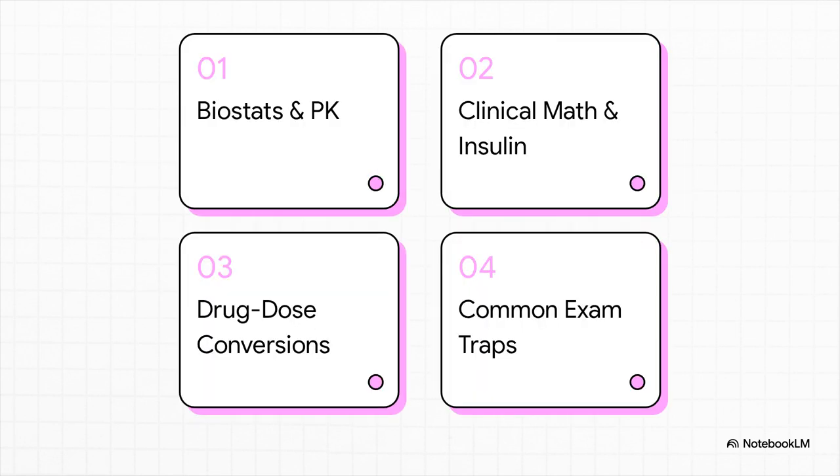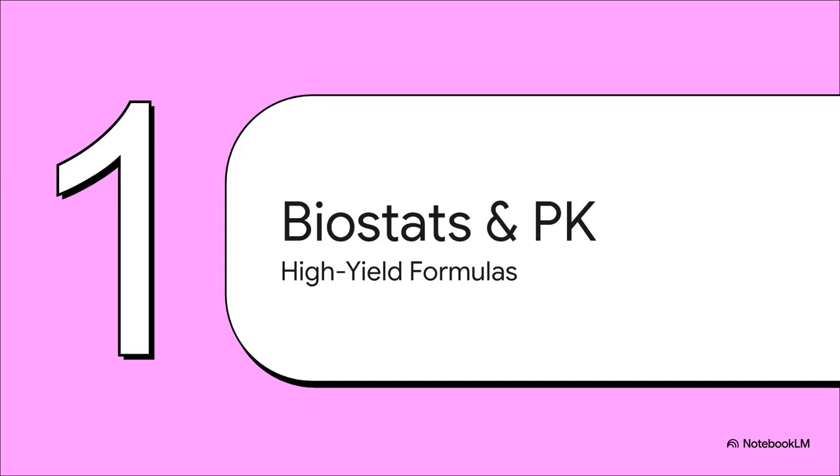All right, here's our roadmap for today's explainer. First, high-yield biostats and pharmacokinetics. Second, clinical math and insulin. Third, drug dose conversions. And finally, common exam traps. Section 1, high-yield biostatistics and pharmacokinetics. Let's jump right in and front-load the heaviest math right now while your focus is sharpest.